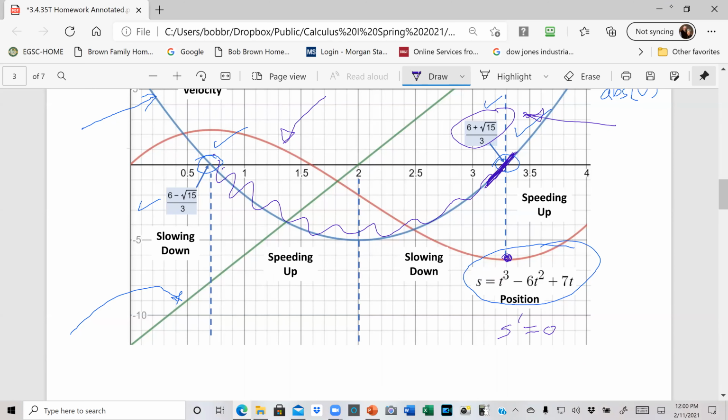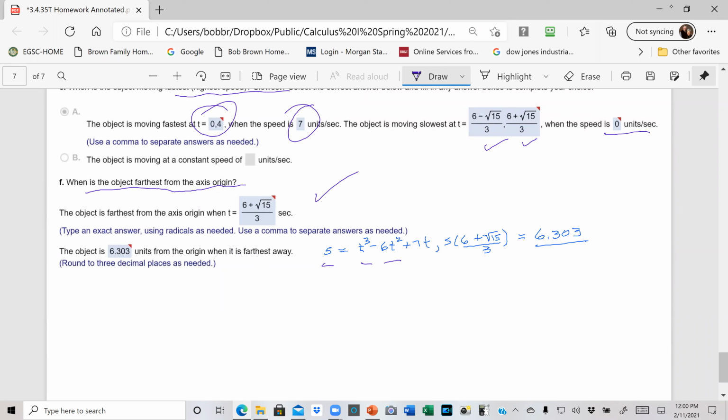And now we can finish up the problem. It's farthest at this point, and then we calculate how far it is, and just plug into S equals T cubed minus 6T squared plus 7T, and you'll see that it's 6.303. So that is the problem we're talking about.